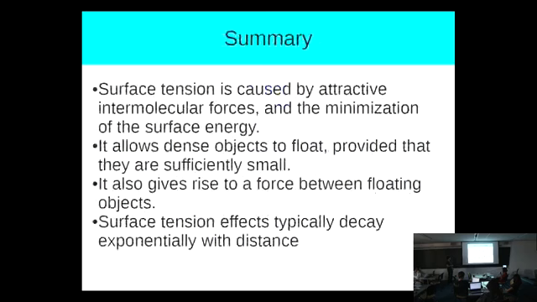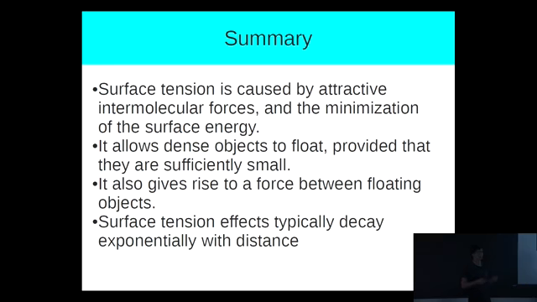So in summary, surface tension is caused by the attractive intermolecular forces. We find it in many places in nature, such as water striders and beetle larvae, and it also gives rise to attractive or repulsive forces between floating objects. Thank you.